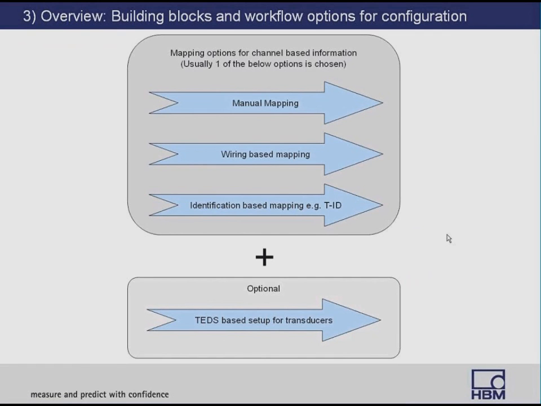Now let's have a look again at the building blocks and the workflow options for the configuration, and a more detailed look into the different workflow options. For the configuration of large channel count systems and the mapping options for channel-based information, usually one of the below options is chosen: either the manual mapping, a wiring-based mapping, an identification-based mapping, and usually, in addition to that, optional, the TEDS-based setup for transducers.